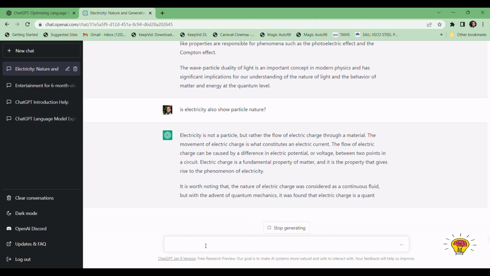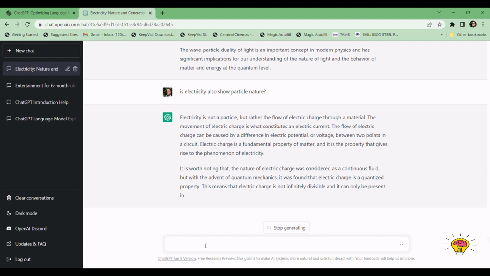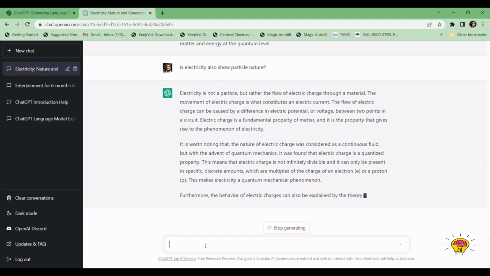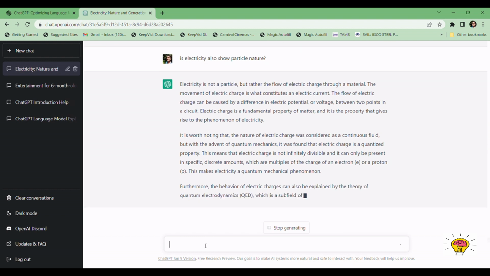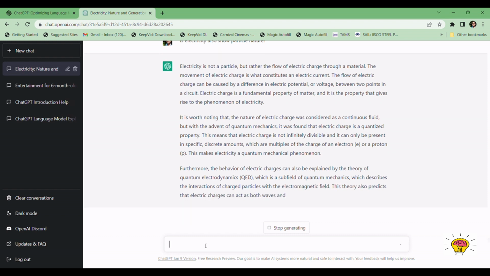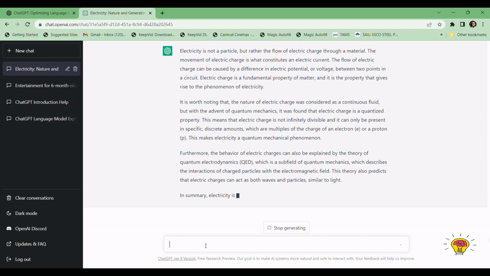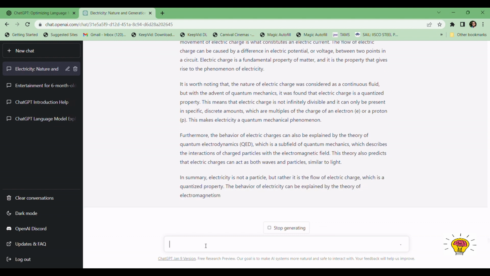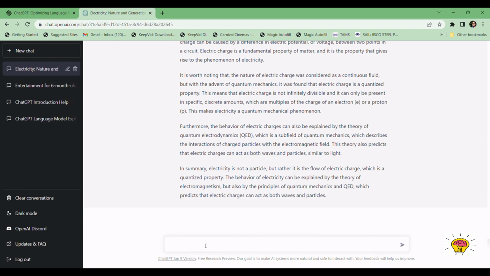The electric charge can be caused by a difference in electric potential between two points. It is a fundamental property of matter. The nature of electric charge was once considered a continuous fluid, but with the advent of quantum mechanics, it was found that electric charge is a quantized property. This means that electric charge is not infinitely divisible.